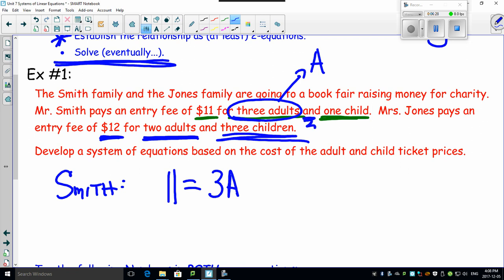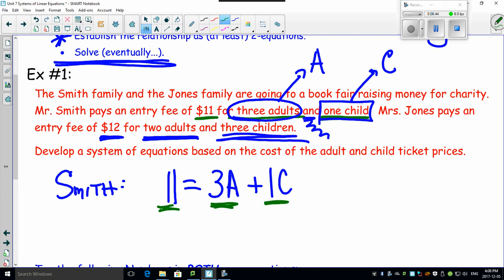And what's the word and mean? Well, and means plus. 1 child, okay? Let's call children C. So this would be 1 child. So interpreting what I just wrote down, $11 is spent on 3 adult tickets and 1 child ticket. Oh, that's kind of easy. That's very straightforward.